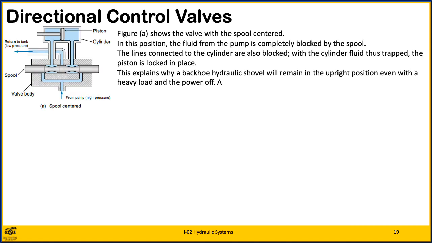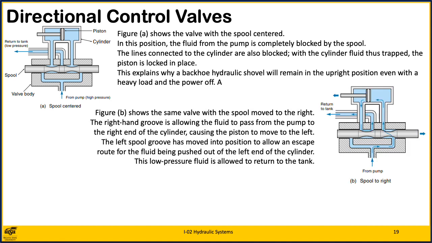The following is a description of the operation of the spool type valve shown. To really understand this design, take the time as you read to trace the flow of fluid in each diagram. Figure A shows a valve with a spool centered. In this position, the fluid from the pump is completely blocked by the spool. The lines connected to the cylinder are also blocked, and the cylinder fluid is thus trapped. The piston is locked in place. This explains why a backhoe hydraulic shovel will remain in the upright position even with a heavy load and the power off. However, do not trust your safety to this feature, as hoses can leak.